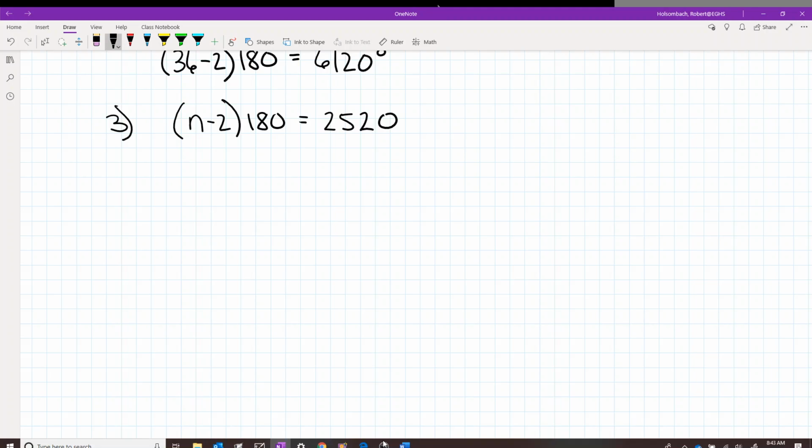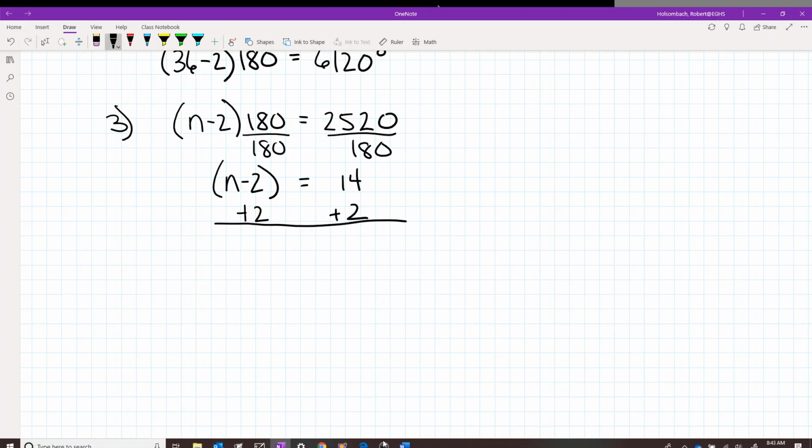So in this case, the easiest way to solve for n is to divide both sides by 180. And on the left, you're going to have your n minus 2 equals 2520 divided by 180. That's 14. And if you add 2 to both sides, then your n is equal to 16. So that shape has 16 sides.